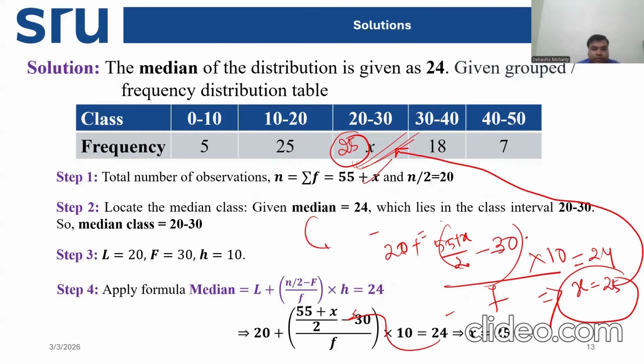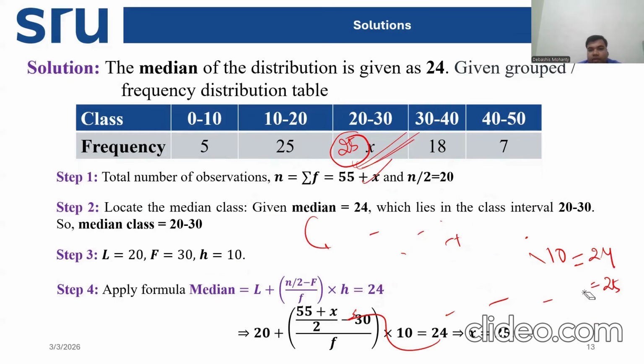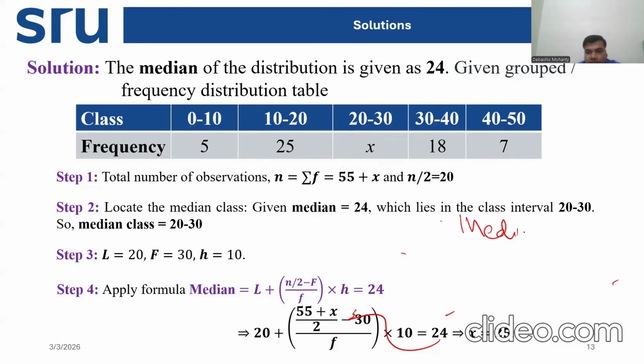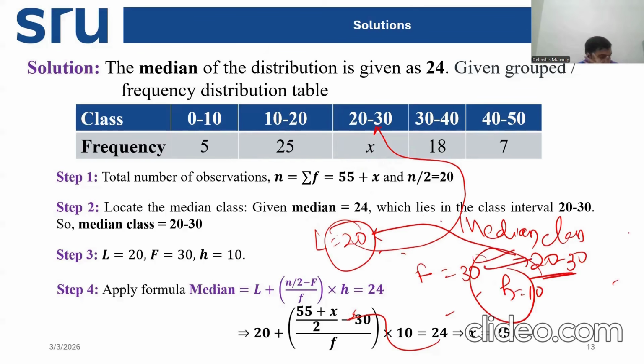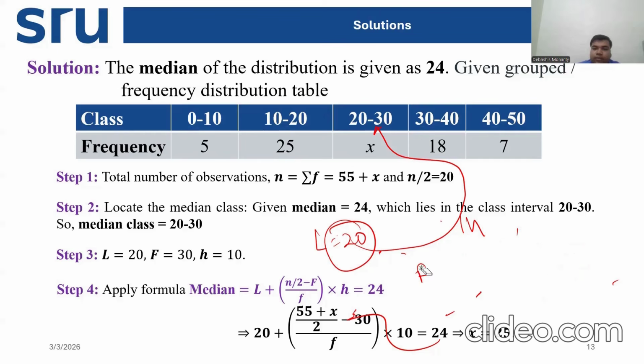Here you can see 20 to 30 is the median class, because the given median is 24, which lies in the class interval 20 to 30. Because 24 will definitely lie between 20 and 30. Okay, students, after finding the median class, we can see the capital L value is 20, because the median class is 20 to 30. Then capital F value is 30 and H value equals 10. So we can find the median as L plus n by 2 minus capital F divided by small f into H.